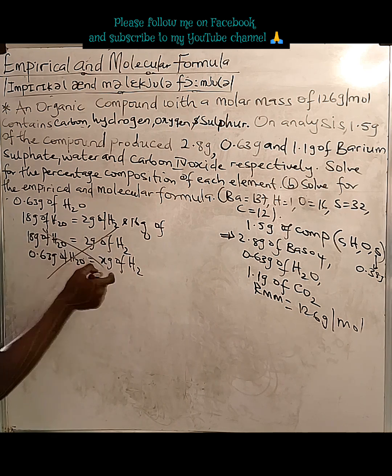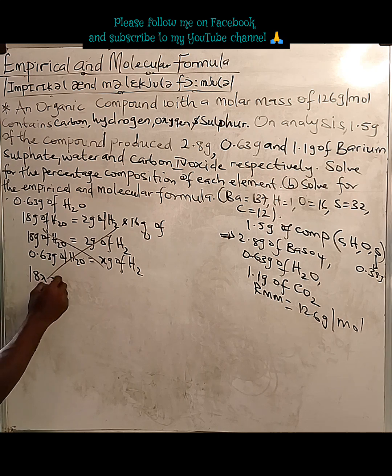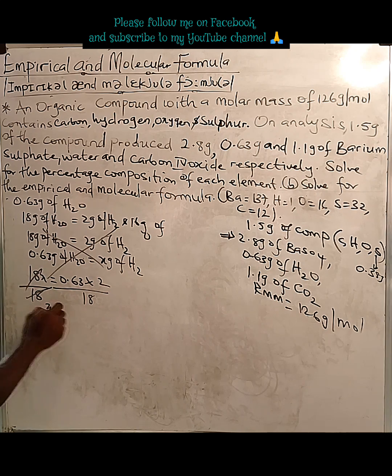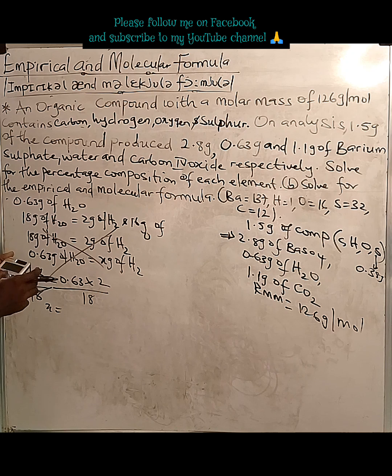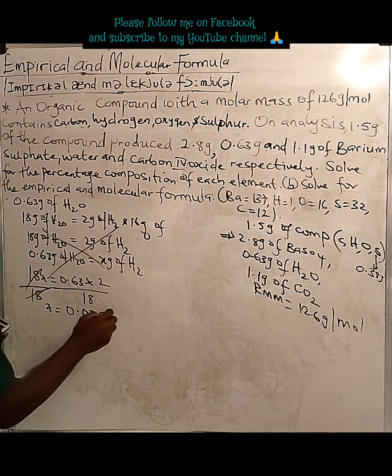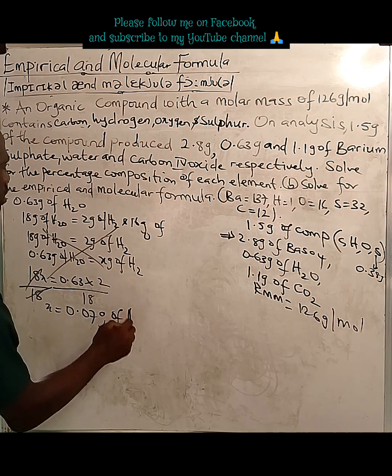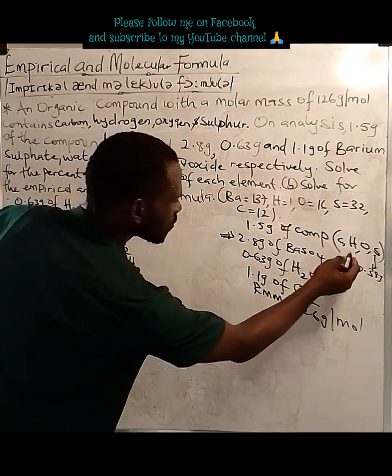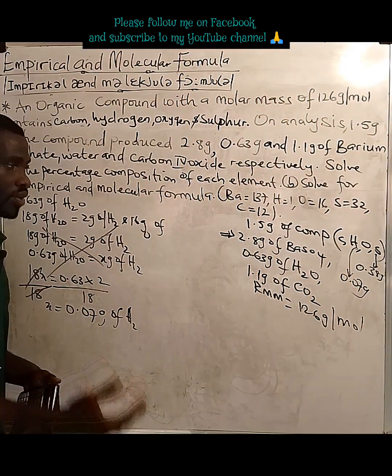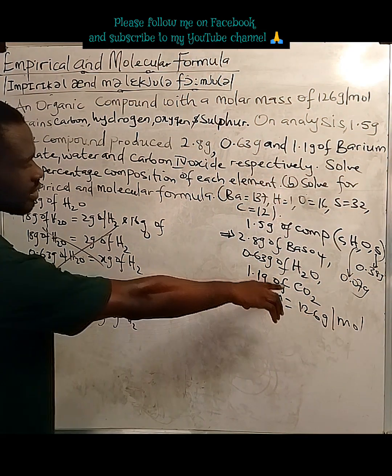You cross multiply: 18 times x is 18x, equals 0.63 times 2. So divide both sides by 18. What do we have? 0.63 times 2 divided by 18 will give us 0.07 gram of hydrogen gas. So hydrogen here is 0.07 gram.